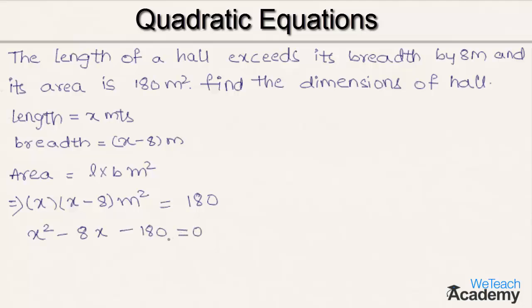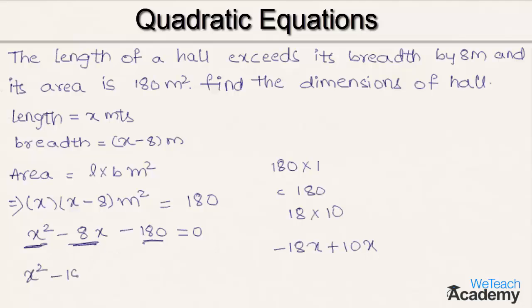Now let us factorize this equation. So let us multiply the constant term 180 with 1. We get here 180. So the factors of 180 are 18 and 10, and here if we write minus 18x plus 10x, we get minus 8x, which is the middle term of this equation. So we can write this expression as x square minus 18x plus 10x minus 180.